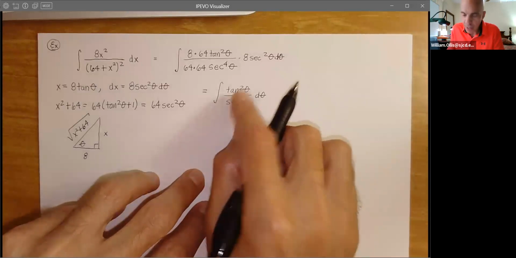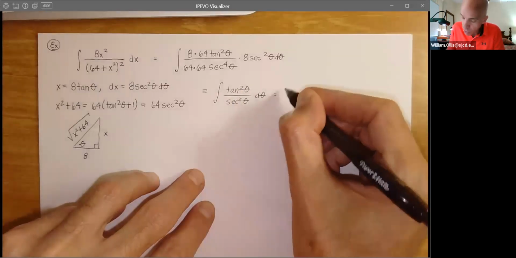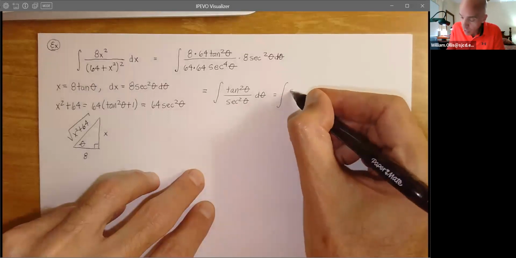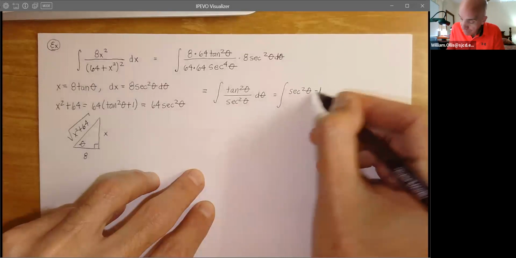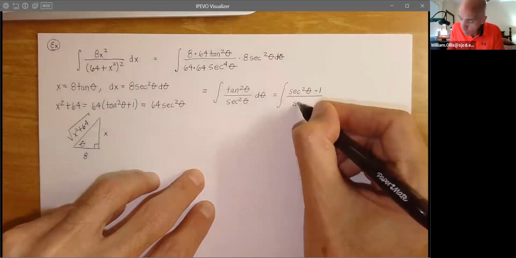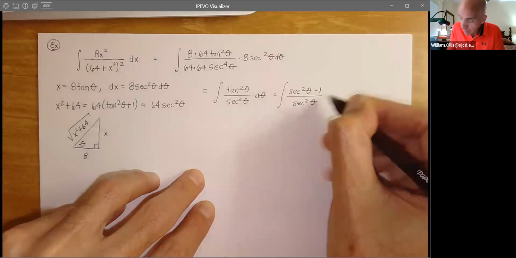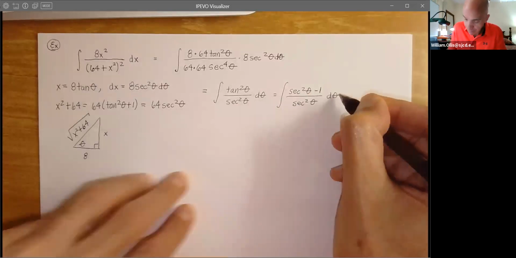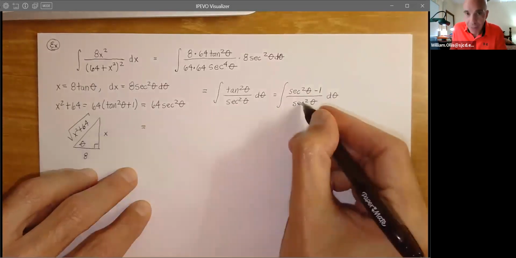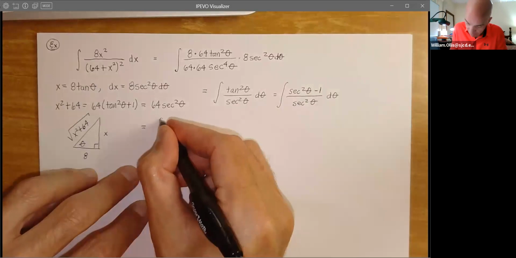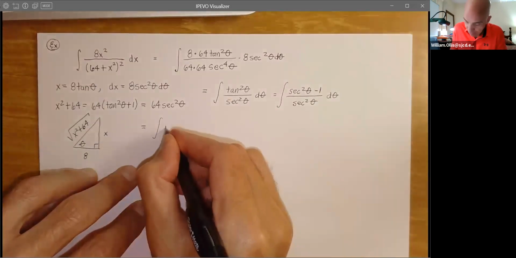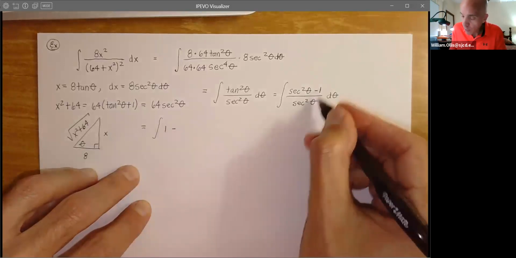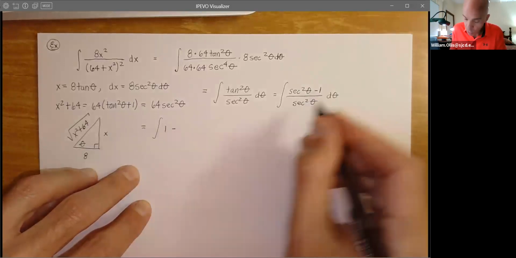We'll just use our Pythagorean identity that we use all the time on the tangent. So that's secant squared theta minus 1 divided by secant squared. So we can easily divide by secant squared. So secant squared over secant squared is 1. And then, of course, 1 over secant squared is cosine squared.